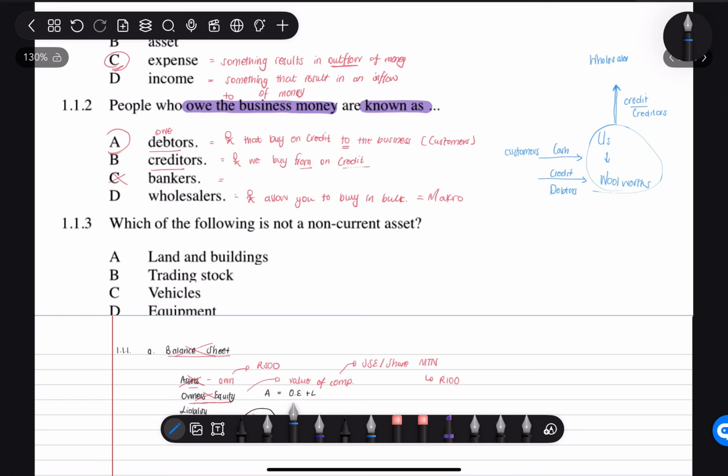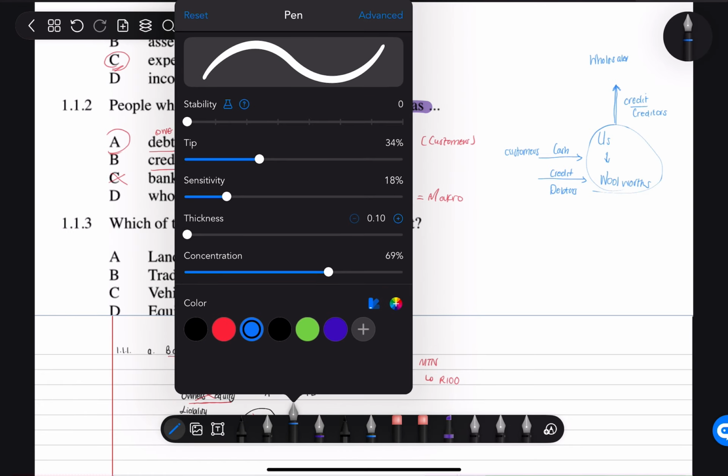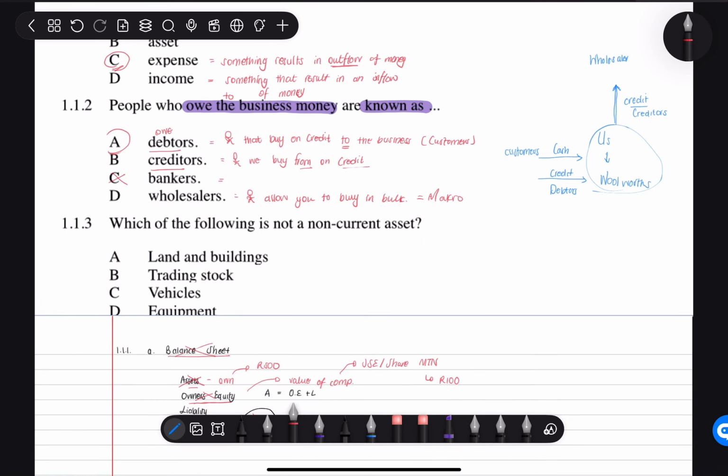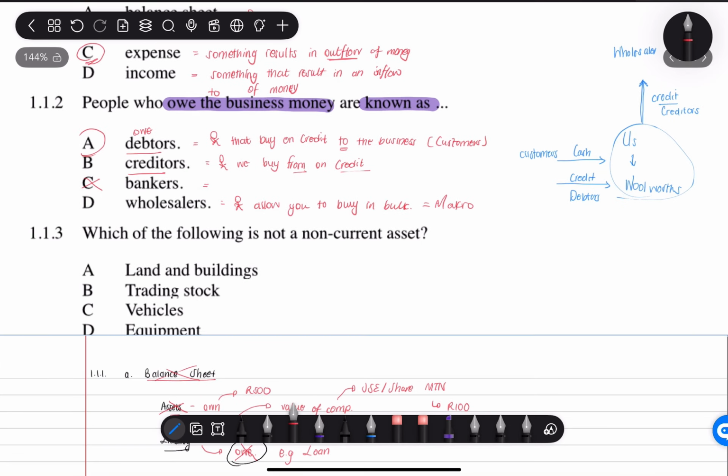1.1.3, which of the following is a non-current asset? Let's go through these together. So the first one is land and buildings. So what is a non-current asset? Let's start there first. A non-current asset is any asset that cannot be sold in less than 12 months. So if it can be sold in less than 12 months, it's a current asset.